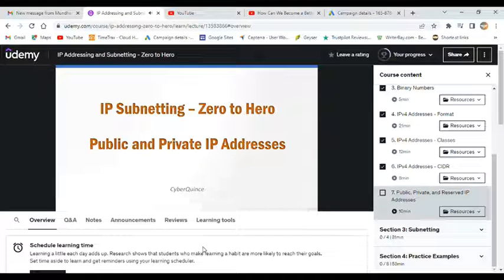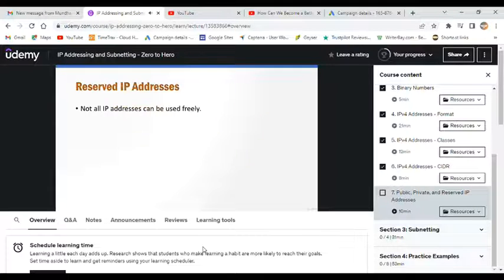Before we go on to talk about subnetting, we need to discuss reserved IP addresses because not all IP addresses are equal and not all of them can be used freely. Some of them are reserved for specific use. For example, all zeros are used as a default route.